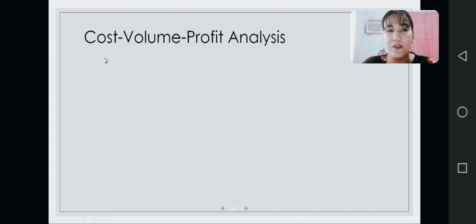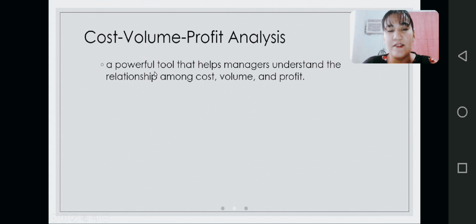Let's talk about cost, volume, profit analysis. What is CVP analysis? The CVP analysis is a powerful tool that helps managers understand the relationship among cost, volume, and profit. So, when we say volume, basically it talks about the units to sell.